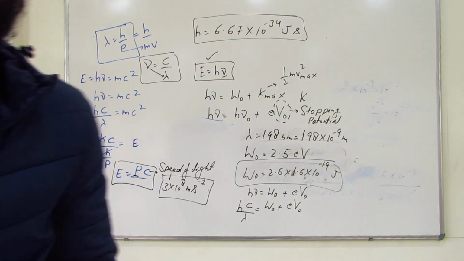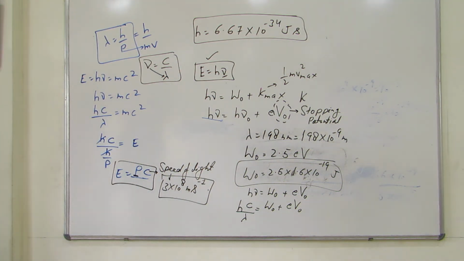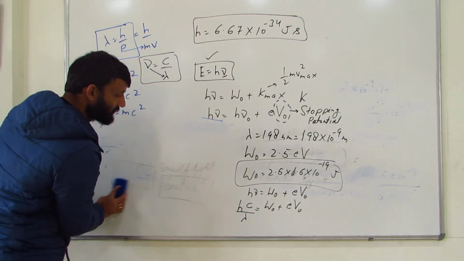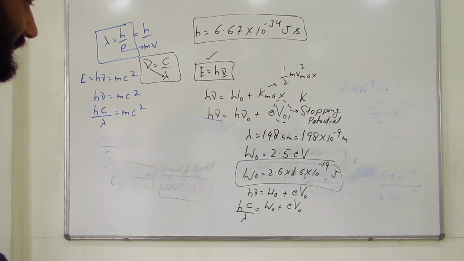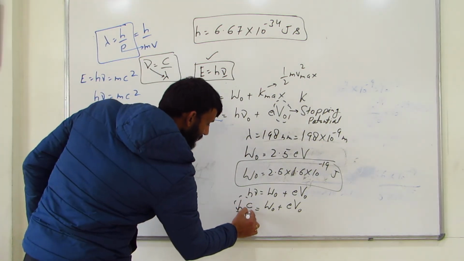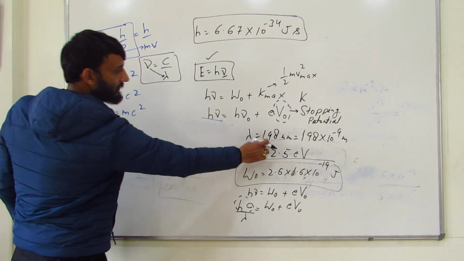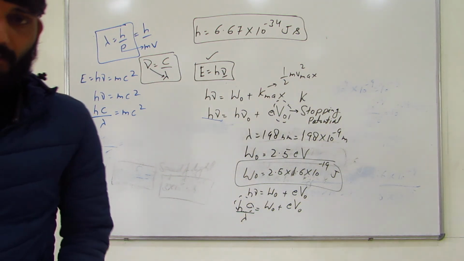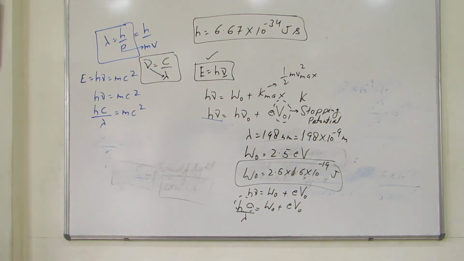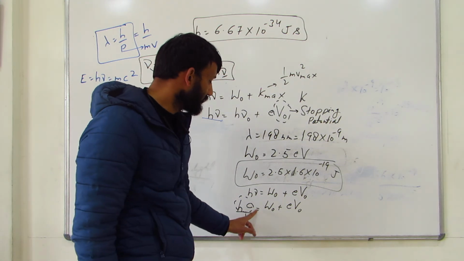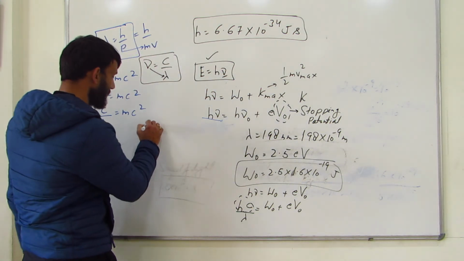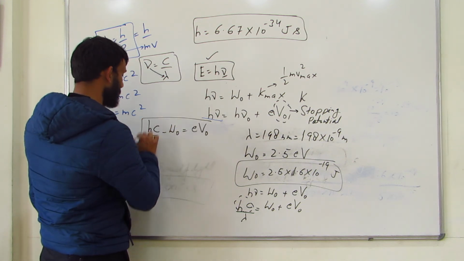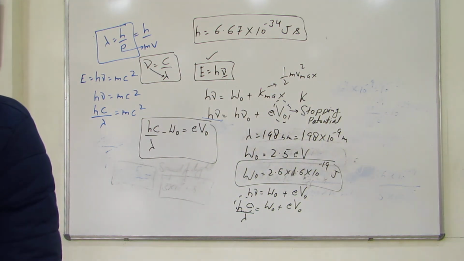I suggest all of you to remember, but since you get to use the calculator in the exam, you need not memorize it. So this h into c you can calculate. Lambda is already given. This is the value of lambda. h again 6.6 into 10 to the power minus 34. c you know. Bring this here. Solve this number. It will come hc by lambda minus W naught is equal to eV naught. Put these values, solve them, and you shall get your answer.